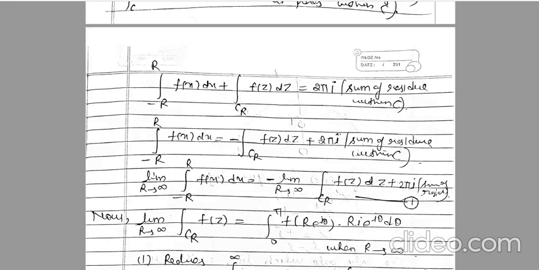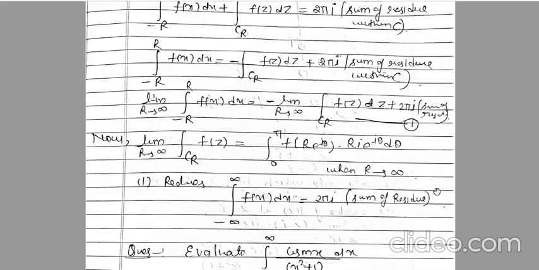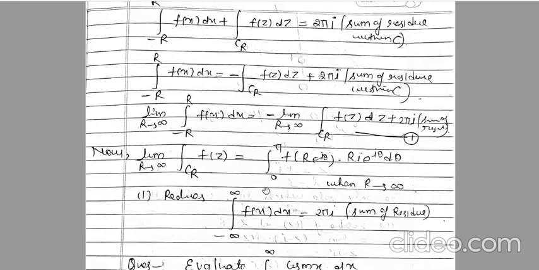Why are we taking R tends to infinity? Because we have an improper integral. Improper integral means the integral from minus infinity to infinity, so you will take the limit as R tends to infinity. Now the limit as R tends to infinity of the integral over C_R of f(z) dz is equal to the integral from 0 to pi of f(R e^(i theta)) times R e^(i theta) d theta. This is your polar form, z is equal to R e^(i theta), a polar complex number.